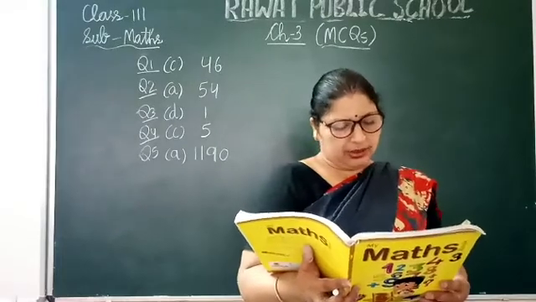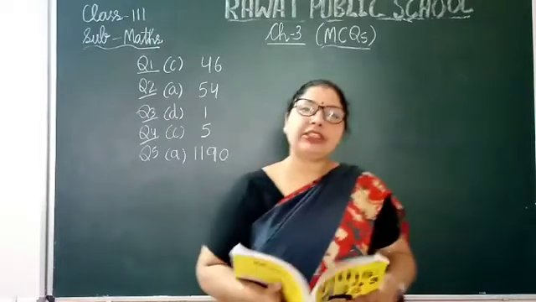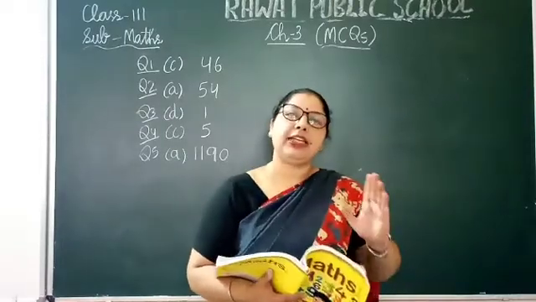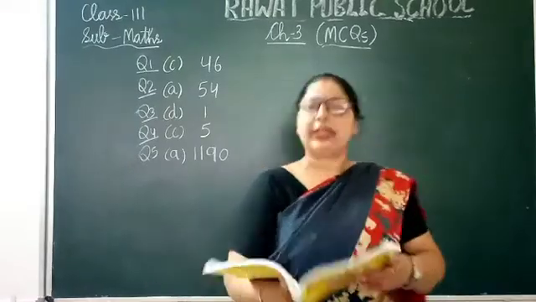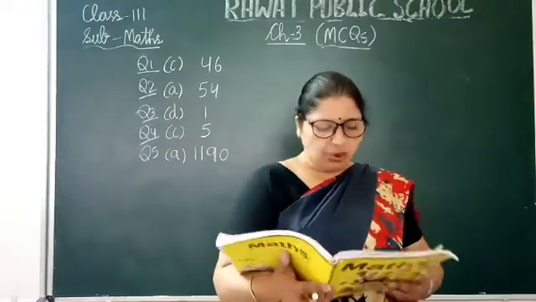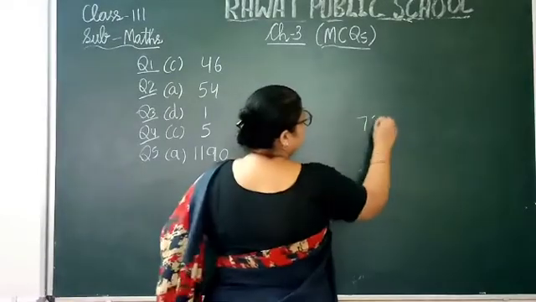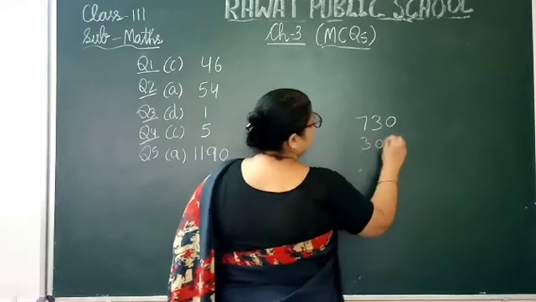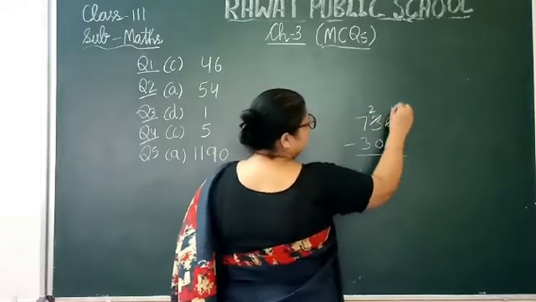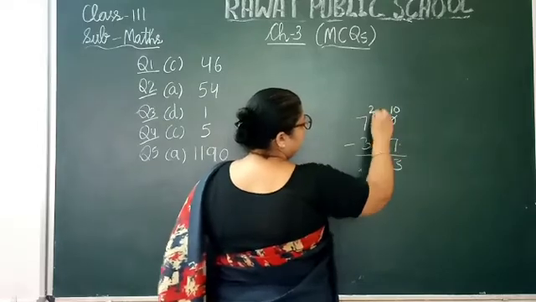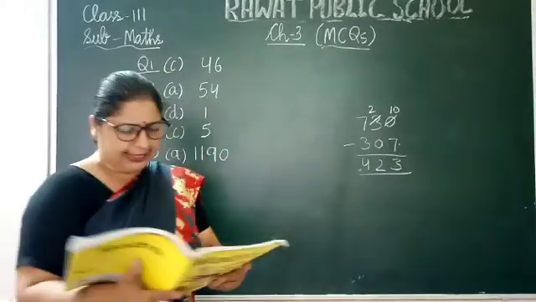So next is, how much greater is 730 than 307? 730 जो है वो कितना बड़ा है? Greater means बड़ा. Then 307. किससे? 307 से. So we subtract 307 from 730. 730 minus 307. Now take carry from here. This is 2 and this is 10. 10 minus 7 is 3. 2 minus 0 is 2. 7 minus 3 is equal to 4.